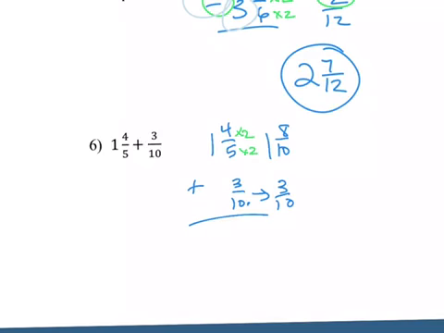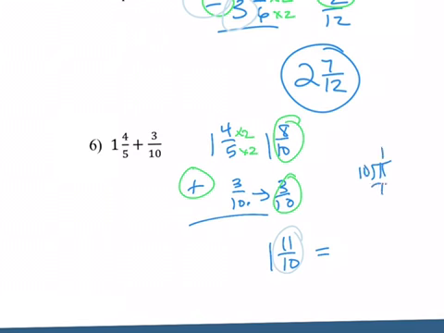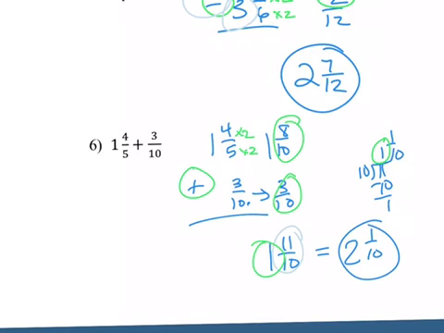So 1 and 8/10 plus 3/10. So adding my numerators gives me 11/10. But I've got this improper fraction that I can change into a mixed number. So 11 divided by 10 gives me 1 and 1/10. So add that back with your original whole number and you get 2 and 1/10.